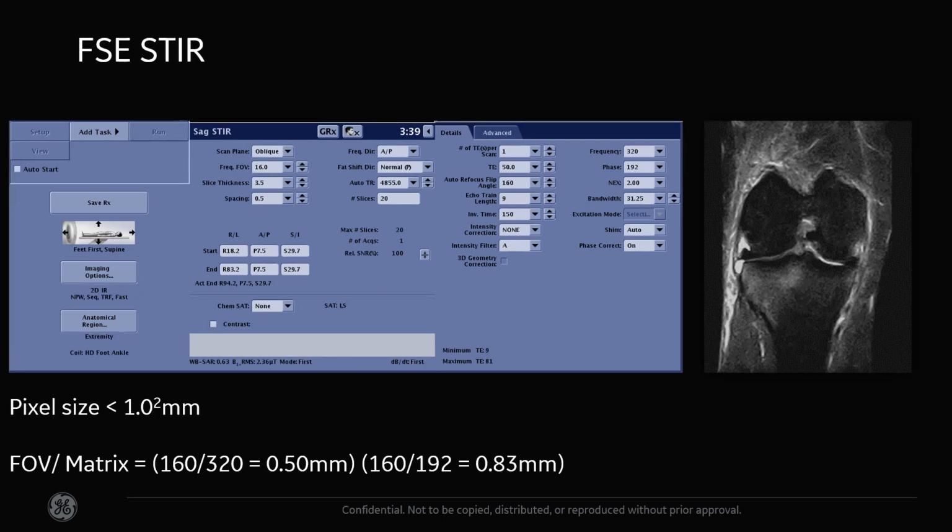So whilst we want to keep all MSK imaging below the 0.5 millimeter squared pixel rule, the only exception is going to be STIR due to the inherent low signal to noise, where it's acceptable to go to a pixel size of 1 millimeter cubed. In this example, we've used a rectangular pixel where we have a 0.5 by a 0.83 millimeter pixel.